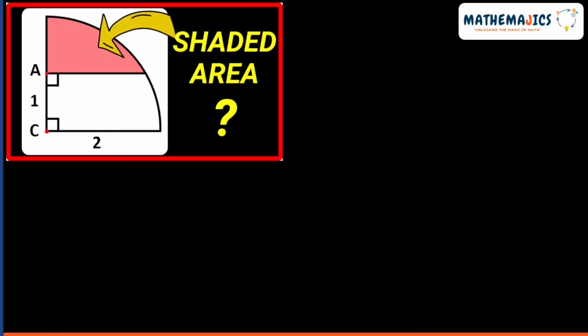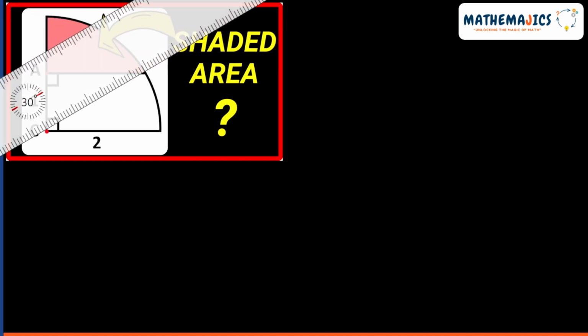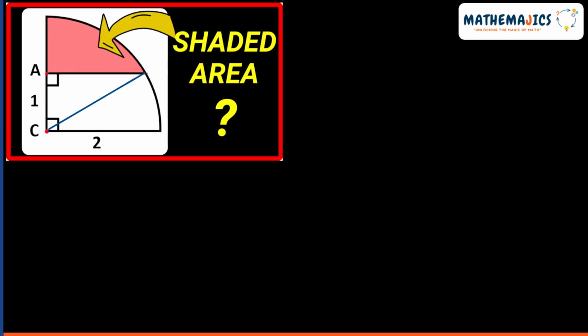To find this shaded area, I'll be doing some construction work in this figure. Let's see what we can do. So I'll be joining this center of quarter circle with the end point of this line segment, and we will also name this point. Let this point be point B and let this point be point D. Now we can start solving our question. See, this is the radius of the circle CD. CB is also the radius of the circle, so this is also 2, correct?